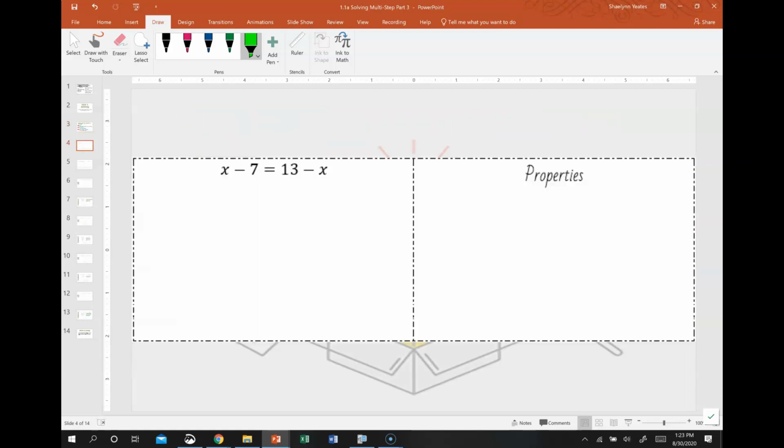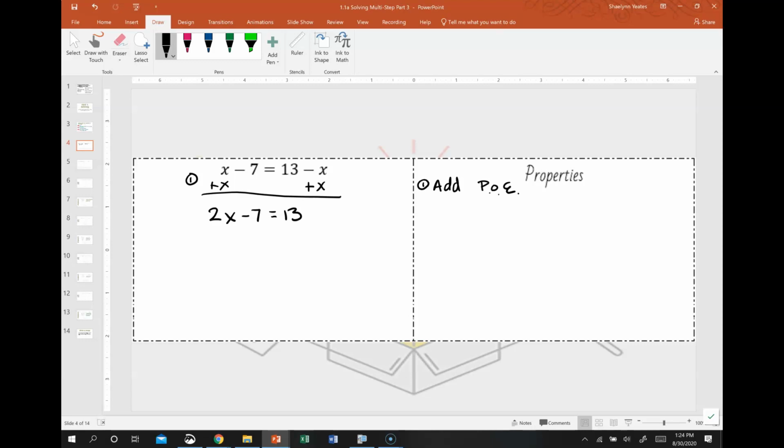Okay? All right, let's take a look at this. So on this one, my first step is to get all my x's together. So I want to move all my x's to the left. So I'm going to add x to both sides. And the property that says I can add to both sides, so this was step 1, is my addition property of equality. Okay? So then I would have 2x minus 7 equals 13.